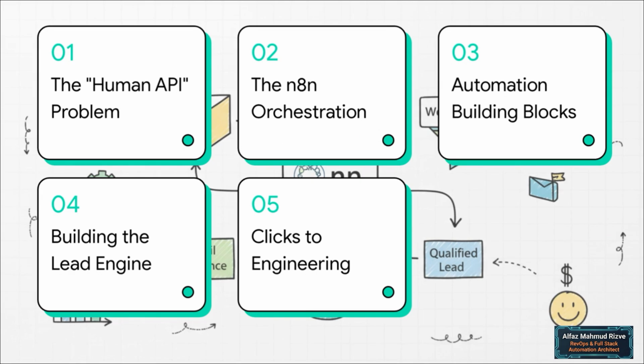Okay, so here's our game plan for today. First, we're going to really define that human API problem. Then, I'll introduce you to the tool that's going to solve it for us. We'll cover the 4 core concepts you have to master, and then the fun part. We'll build our lead engine step by step. And finally, we'll talk about making that mental shift from just clicking around to actually engineering solutions.